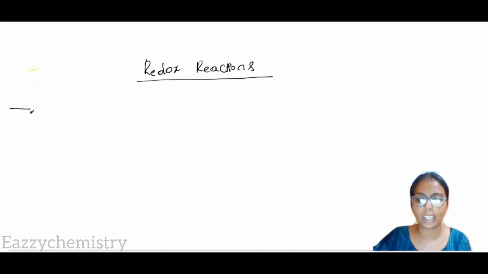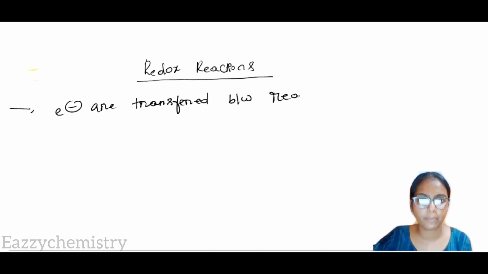Or we can also say that a redox reaction is a type of chemical reaction in which electrons are transferred between the reactants that participate in the reaction. So this is termed as a redox reaction. So let's look at an example.